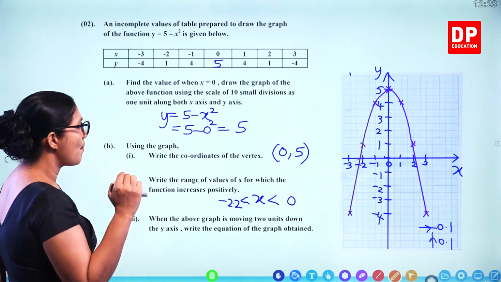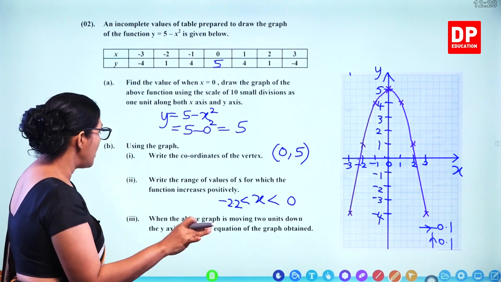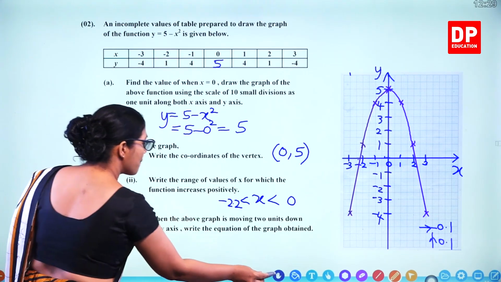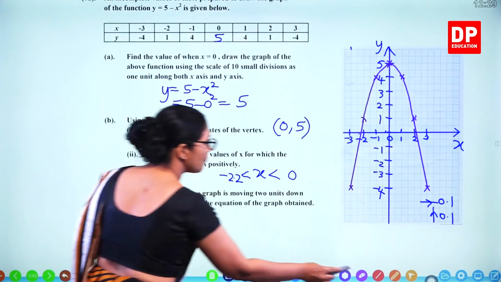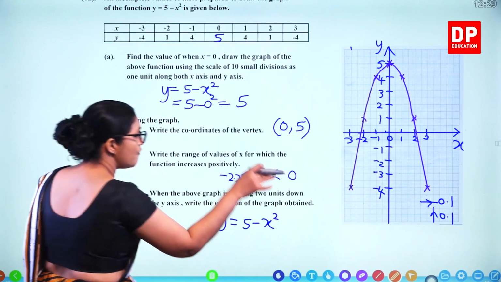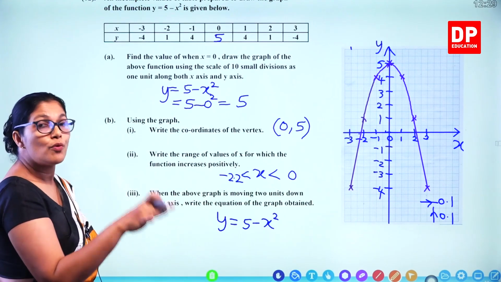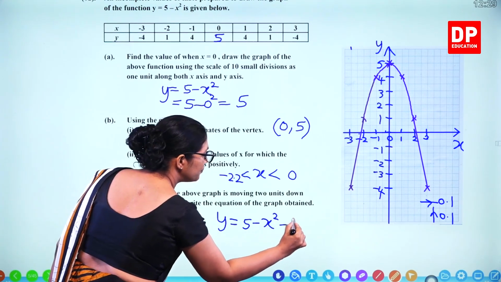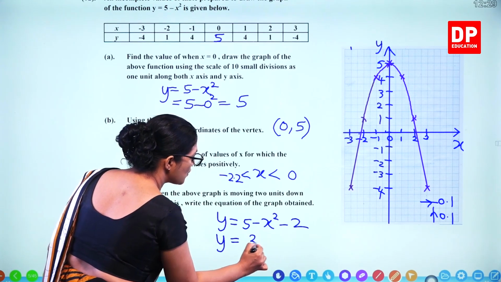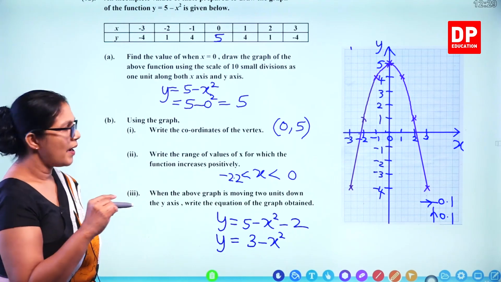That's increasing positively. When the above graph is moving 2 units down the y-axis, write the equation of the graph obtained. So y equals 5 minus x squared. When it moves down, the y values are also moving down. Subtract 2. 5 minus 2 becomes 3. The new equation becomes 3 minus x squared.